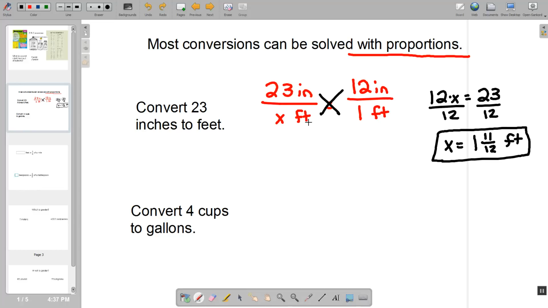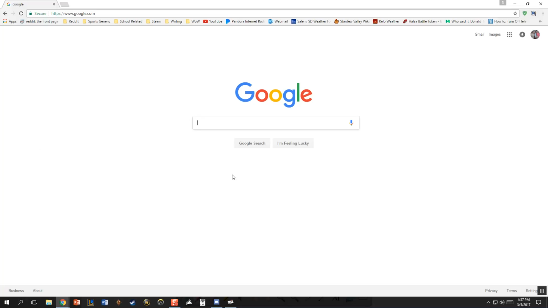Now, the next thing we can do is we can convert using cups and gallons, and this is volume. So we know that 4 cups is going to be equal to some number of gallons. Now, I knew that 12 inches was equal to 1 foot, but what if you don't know the conversion between gallons to cups? Well, you're in luck because we have a wonderful tool called Google.